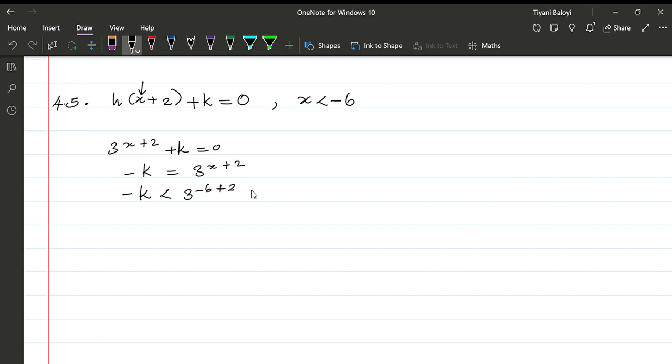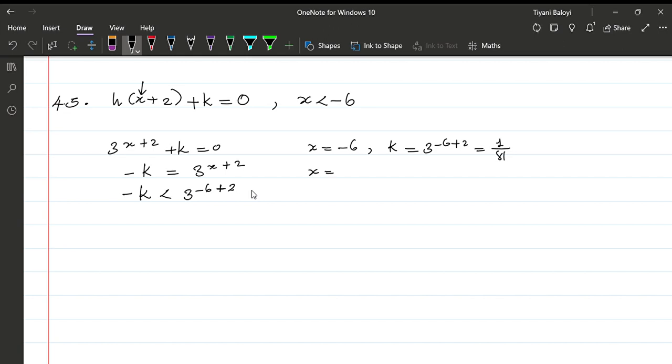So let me explain why I did this. For example, let's say our root x was equal to minus 6, right? So what kind of value of k will we get? We'll get that k is equal to 3 to the power minus 6 plus 2, which is 1/81, because this will give us 3 to the power minus 4.